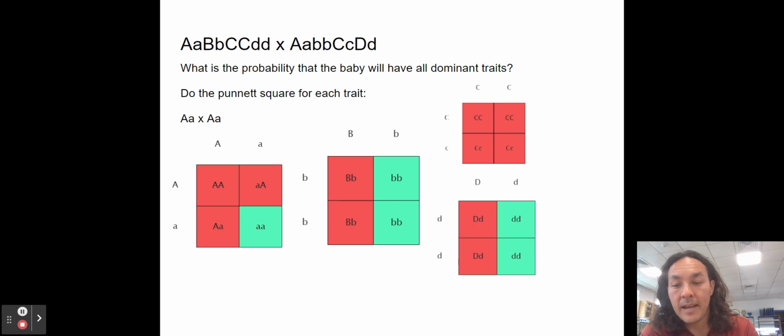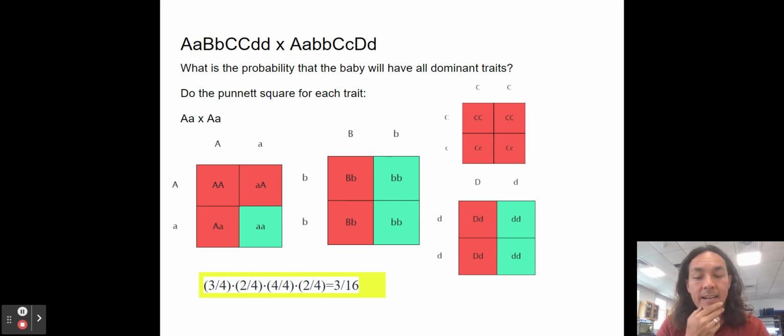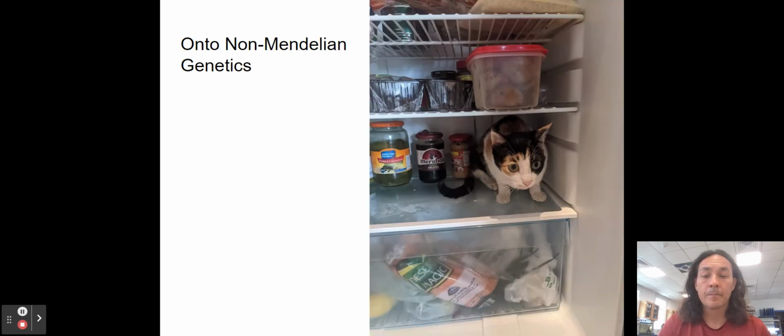So let's go ahead and do the math, right? It's going to be 3 out of 4, 2 out of 4, 4 out of 4, 2 out of 4. If you do that and simplify it, it comes out to 3 out of 16. That's the chance that you're going to have a baby that has all dominant traits. It might not be as high as you thought it was because they all have to hit for that to happen. All right, on to non-Mendelian genetics.